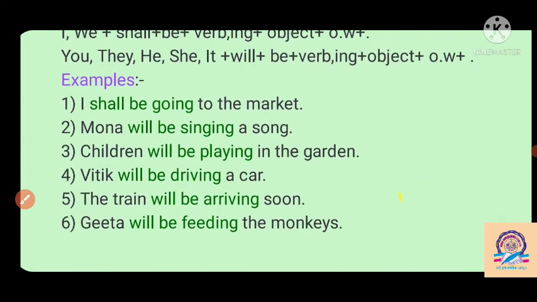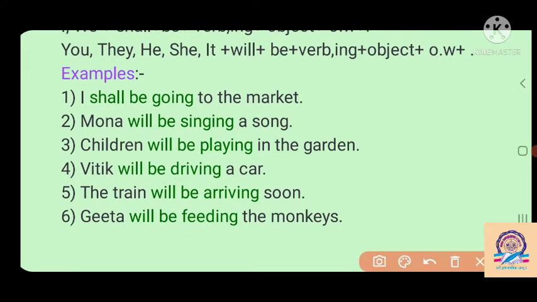Let me see here, the examples are also given. By seeing the subject I, we have to use shall as a helping verb, then be, then go changes into going to the market. So: I shall be going to the market. Then Mona is a singular noun, so with a singular noun we have to use will, then be, then sing changes into singing a song, and last we keep the full stop. Then children is a plural subject, so with a plural subject also we have to use will, then be, then play changes into playing in the garden.